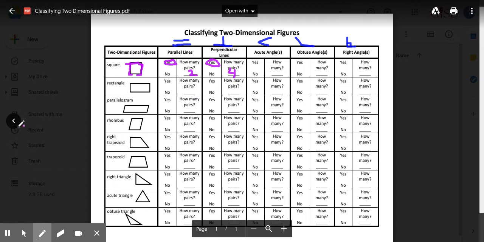Your next question is whether there are acute angles. Well, you know that a square is made up of four right angles, so your answer is no. Same thing with obtuse angles. You know a square has four right angles, so your answer to this one is no. And then there would be zero acute angles and zero obtuse angles. And then, like I said, a square is made up of four right angles, so your answer for this one is yes, and there are four right angles.